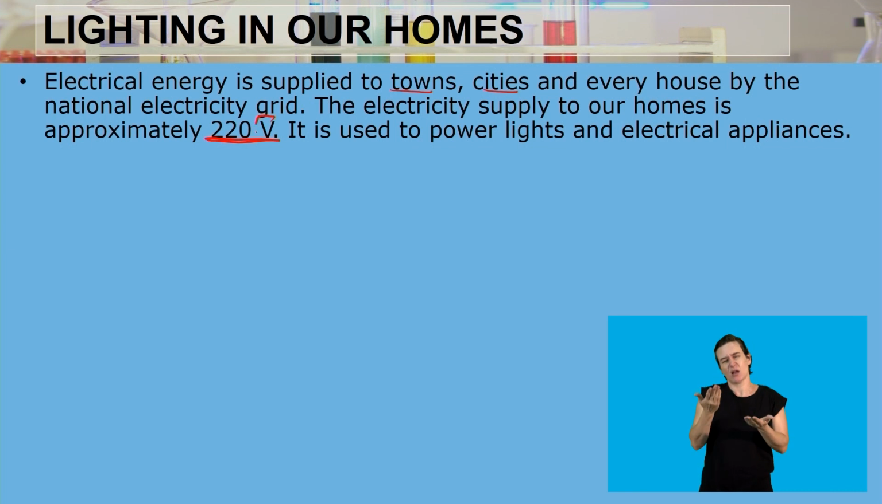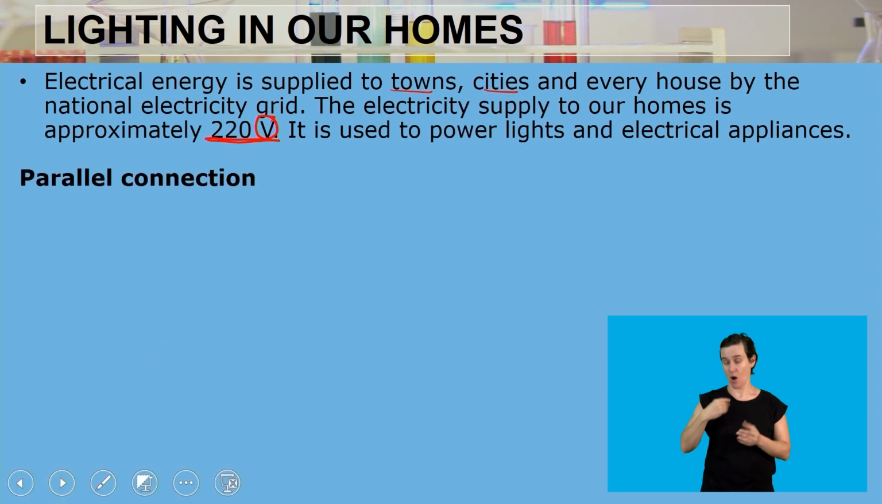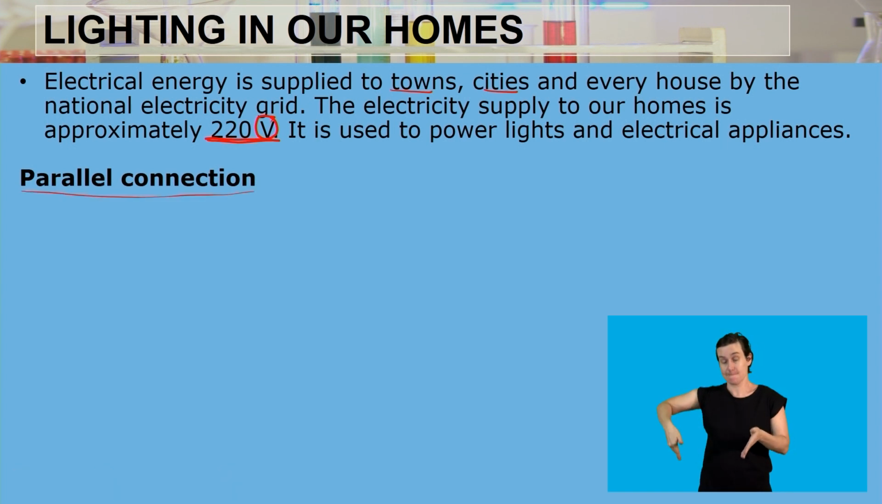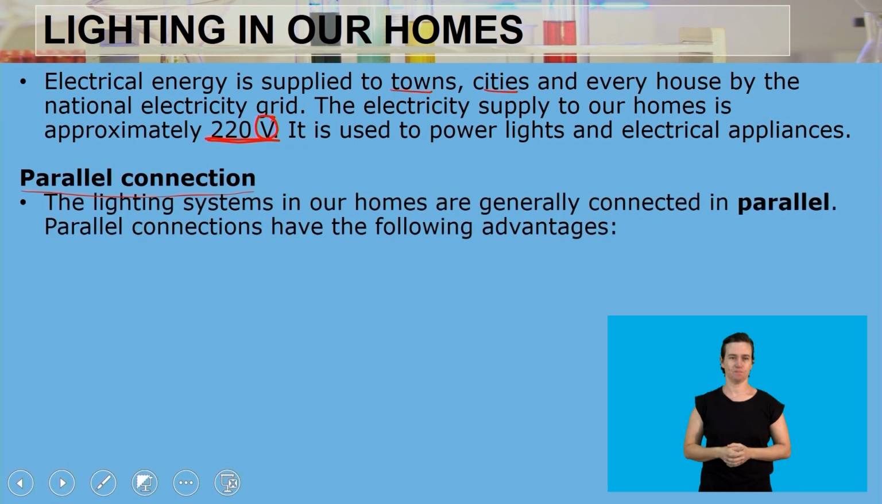The electricity supplied to our homes is approximately 220 volts. Remember that this V is for volts. So therefore, this is going to be 220 volts. Now, that 220 volts is used to power lights, electrical appliances, and anything that we're using at home that uses electricity. Now, in our homes, we are using this type of connection, a parallel connection. The lighting systems in our homes are generally connected in parallel, as we have said.